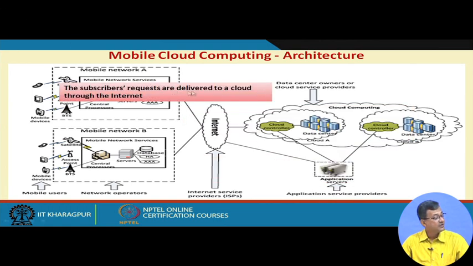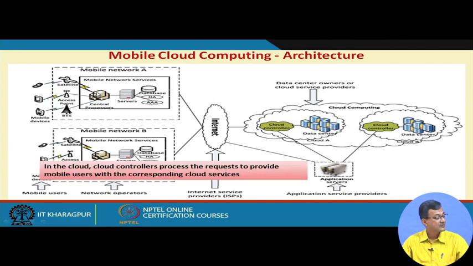The subscriber requests are delivered to the cloud through the internet, right. The subscriber should be transparent to that. In the cloud, the controller processes the request to provide the mobile user with the corresponding cloud services. So, based on the request, the cloud controller processes it, so that it can give the mobile user the requested services.